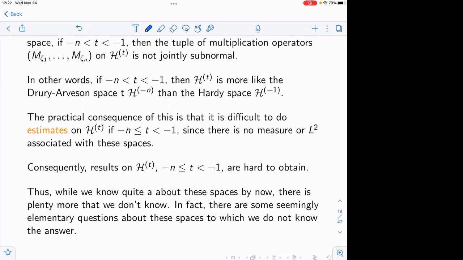So here, this is something that I already mentioned. The practical difficulty is that for these spaces, there's no L2 space. So again, the trick is sometimes you don't have the global L2 space, but you have to look for a local L2 space.